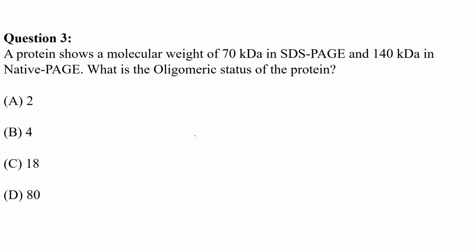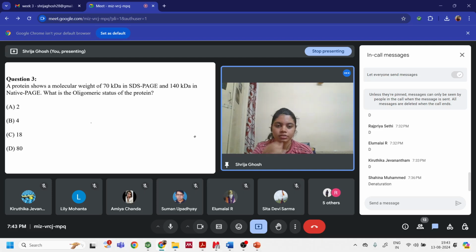A protein shows a molecular weight of 70 kilodalton in SDS PAGE and 140 kilodalton in native PAGE. What is the oligomeric status of the protein? Option A 2, option B 4, option C 18 and option D 80. What would be the oligomeric state of the protein if it is showing one band of 70 kilodalton on SDS PAGE and one band of 140 kilodalton on native PAGE?